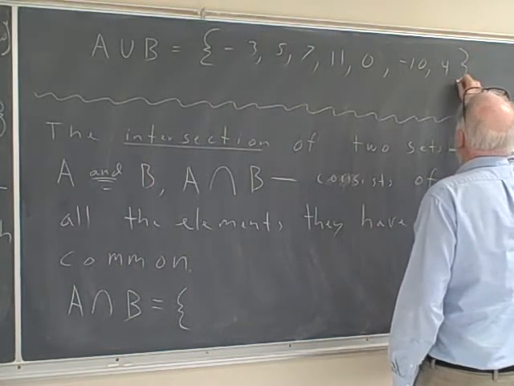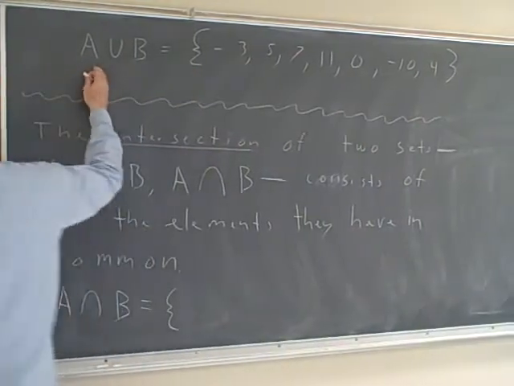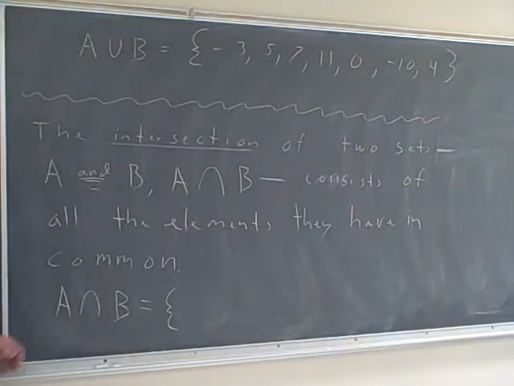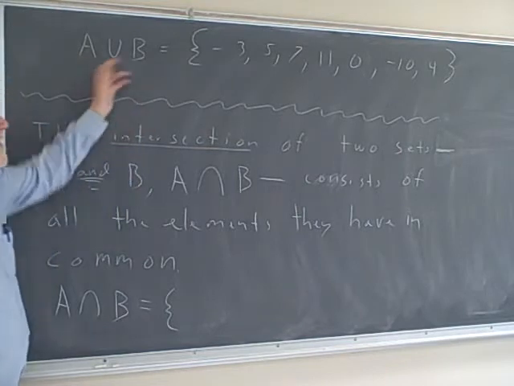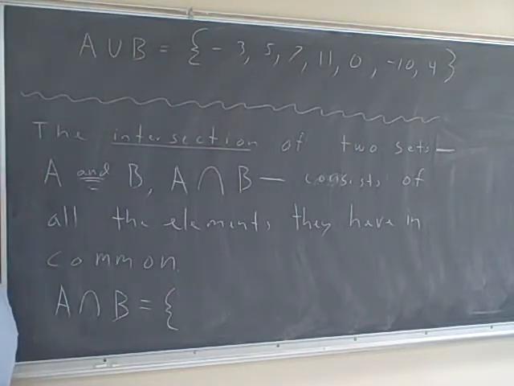And so here we have the union of the two sets, don't we? A or B. In other words, if an element is in A, then it's in here. If an element is in B, it's in here. A union B, and that's the union of A and B.